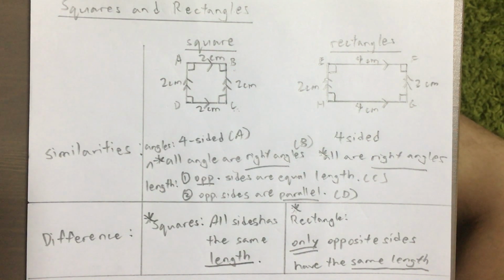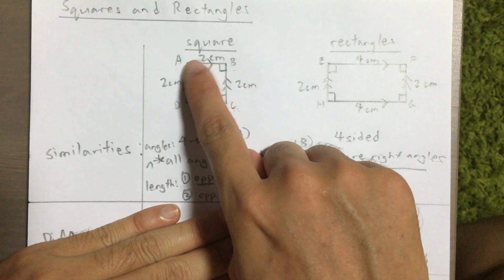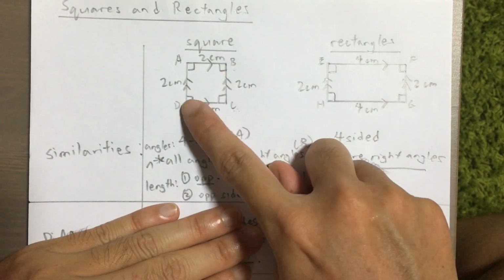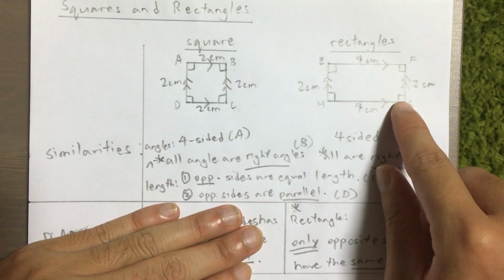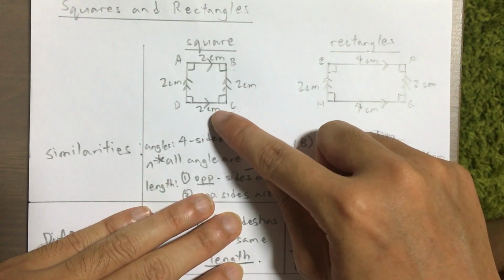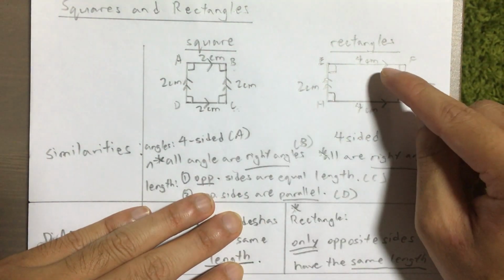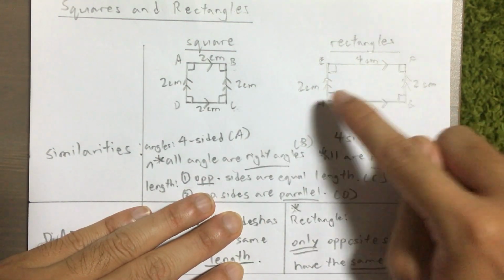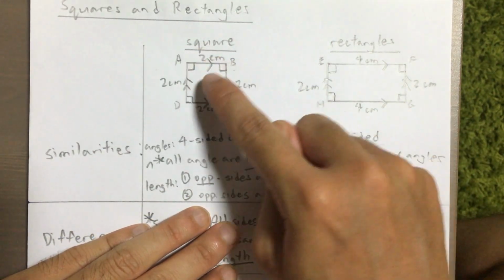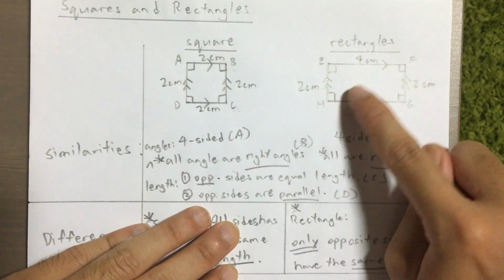So just do a bit of recap, a bit of summary. Similarities, squares and rectangle. First thing, as you can see, four-sided. Second, all the angles inside are right angles. Use a set square, you can see. The next one, length. You realize that opposite sides, same length. Same for rectangle. Opposite side, same length. And for direction, opposite sides parallel. Opposite sides parallel as well.